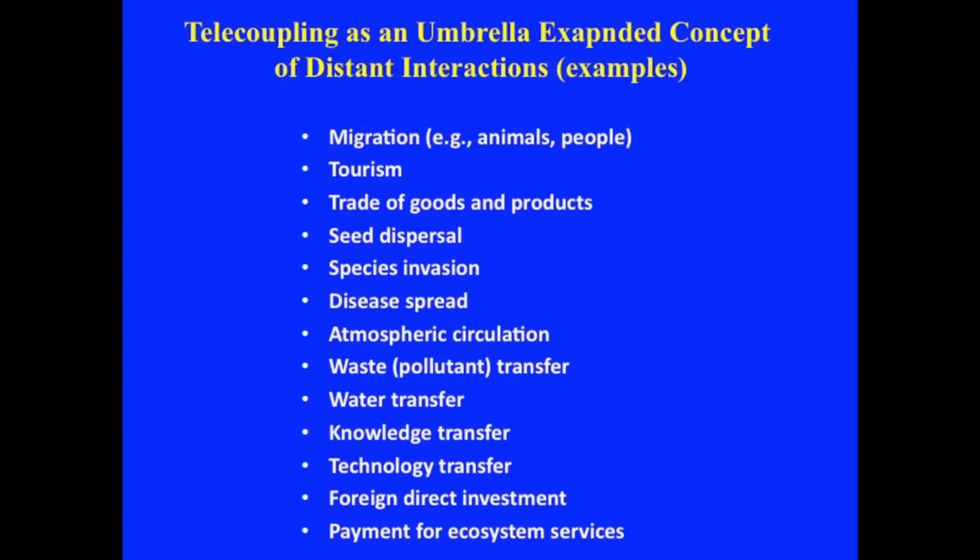So there are many other processes like tourism, the trade of goods and products, and seed dispersal. We saw a picture there earlier. Also species invasion, disease spread, air circulation, waste transfer, water transfer, knowledge transfer, technology transfer, foreign direct investment, and eco-payment for ecosystem services over distance. So all of this could be part of the tele-coupling processes.